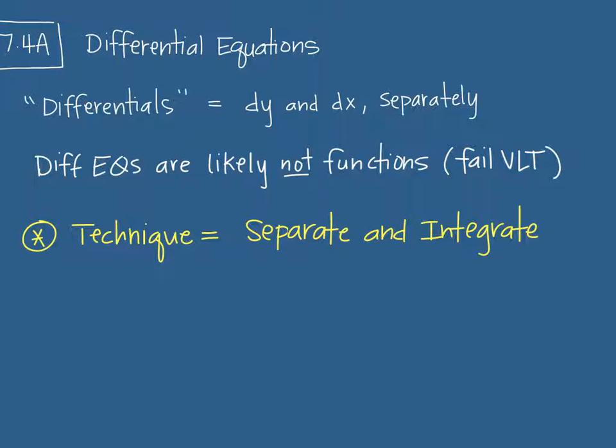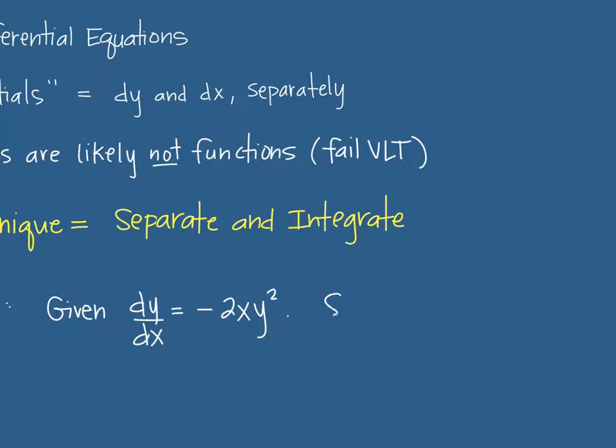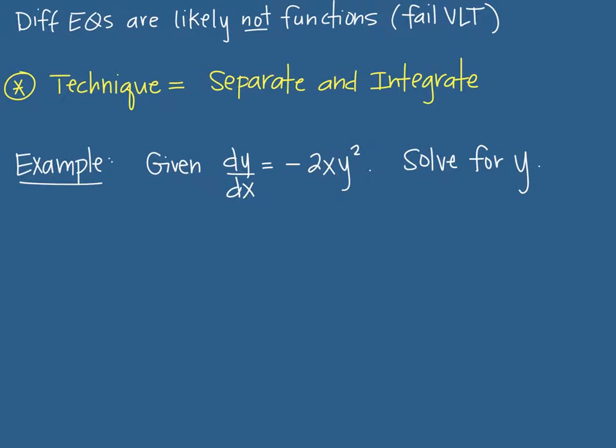All right, let me show you what that means in the process of a differential equation. You'll be given dy/dx, which is a derivative, being equal to negative 2xy squared. That clearly fails the vertical line test because you've got x and y on the same side. The instructions are solve for y. In other words, get this into a y equals equation.